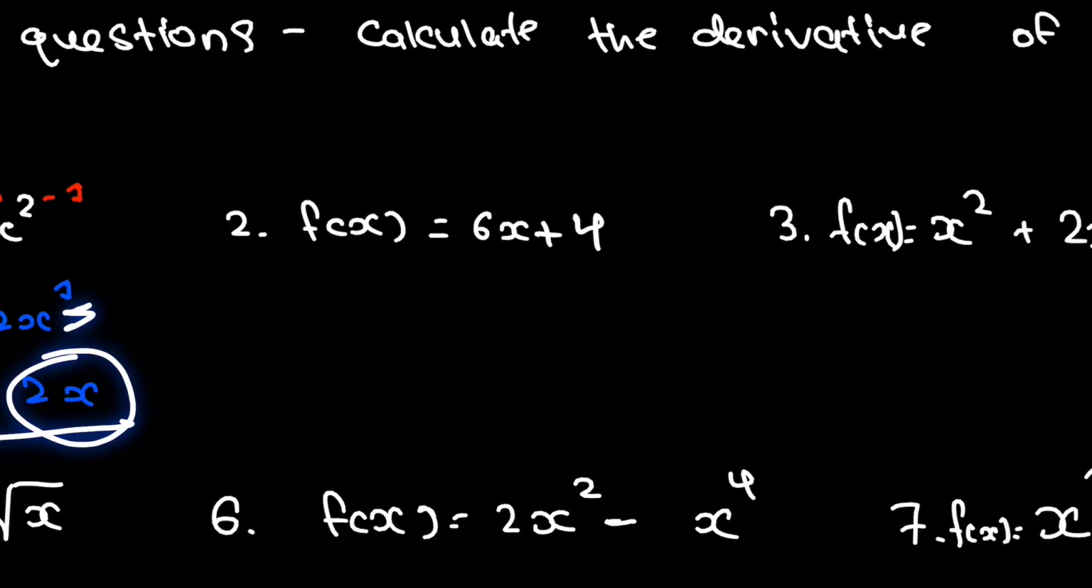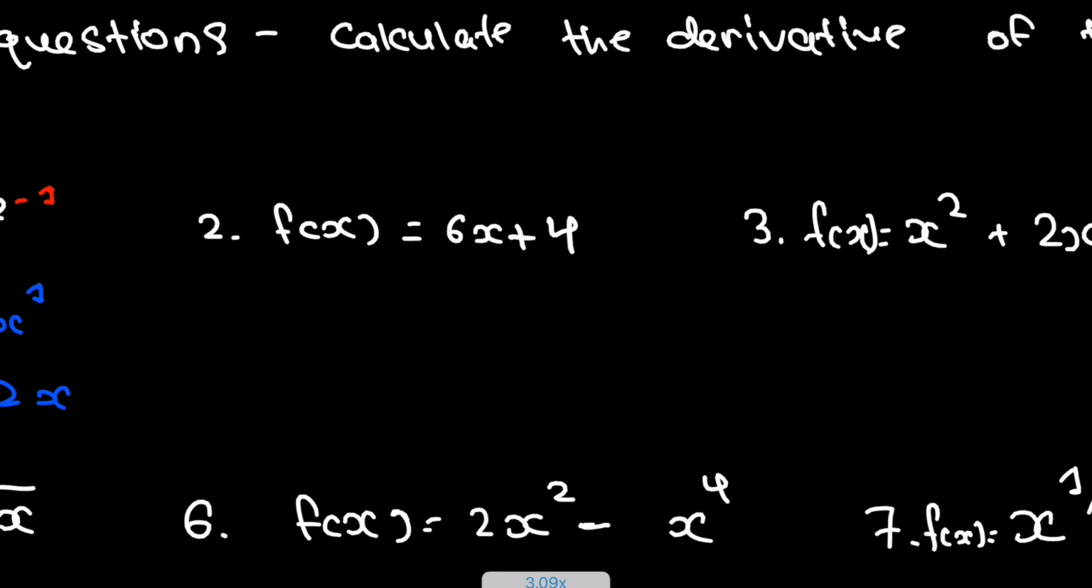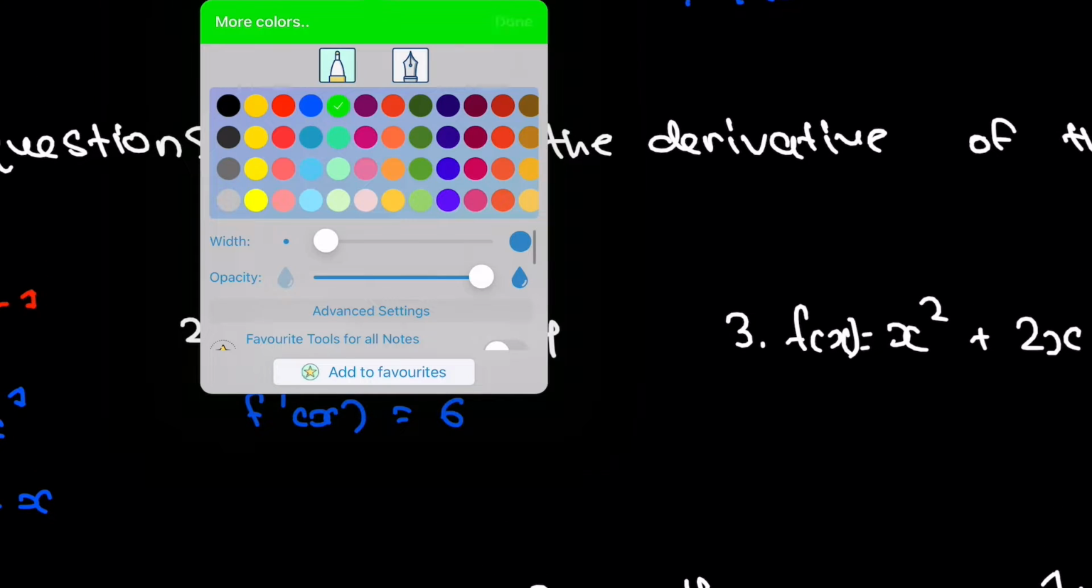Question number 2. We have f of x equal to 6x plus 4. First we calculate the derivative of 6x, and then we carry this sign across, and we calculate the derivative of 4. We denote the derivative as f dash x, and the derivative of 6x is just 6. And let me show you why. So let's pick this color.